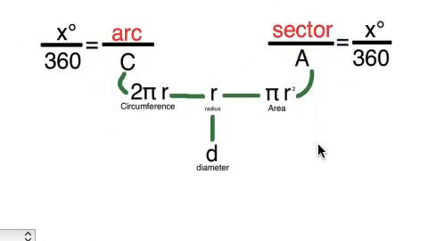If you only want part of those things, like the arc is part of the circumference, then you can set up a proportion where you have arc over the circumference going to be in proportion to the central angle that matches that arc over 360.